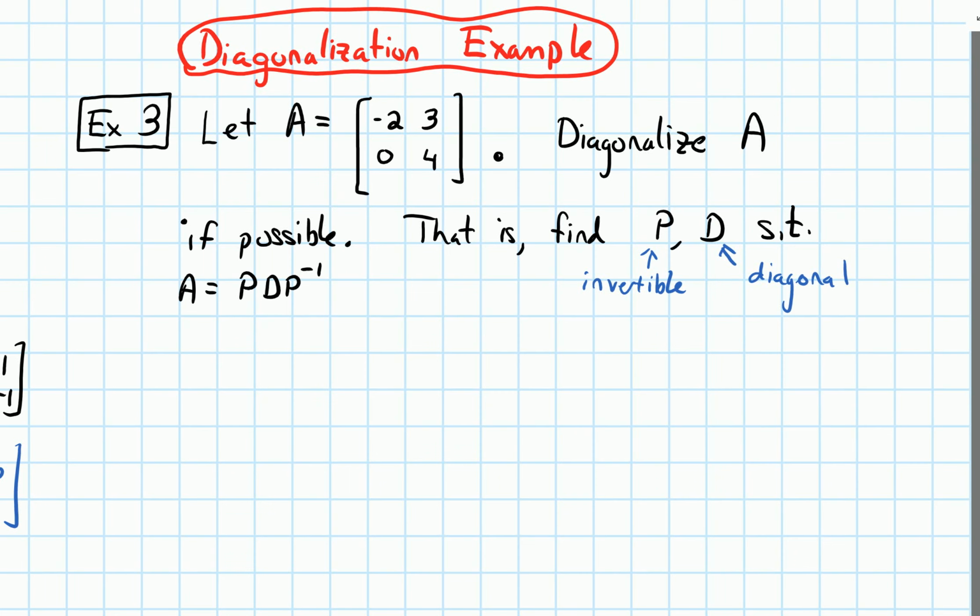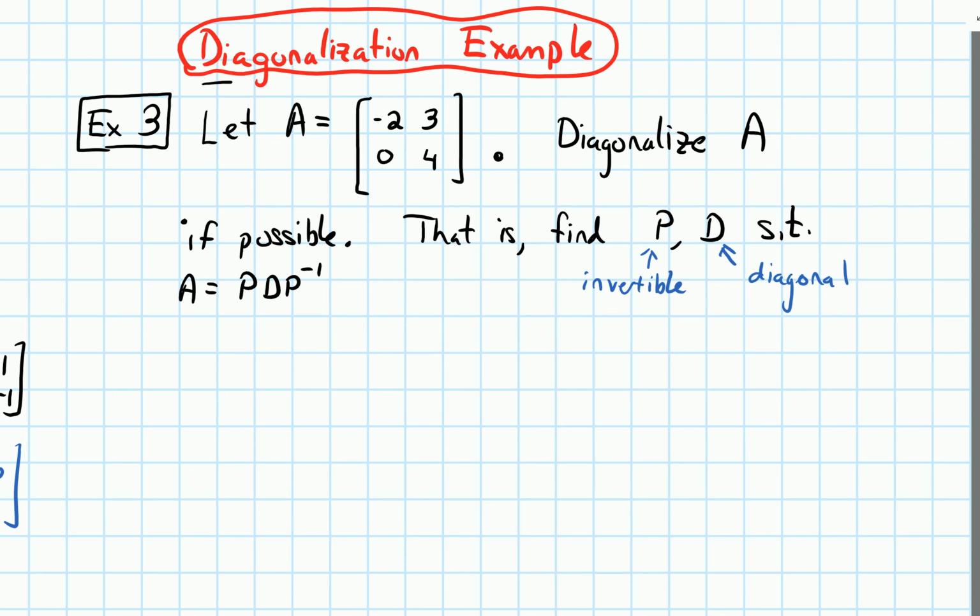In this video, we're going to do a diagonalization example. So let's let A be this 2 by 2 matrix, and I want to diagonalize A if possible. What that means is I need to find an invertible matrix P and a diagonal matrix D such that A equals P times D times P inverse.